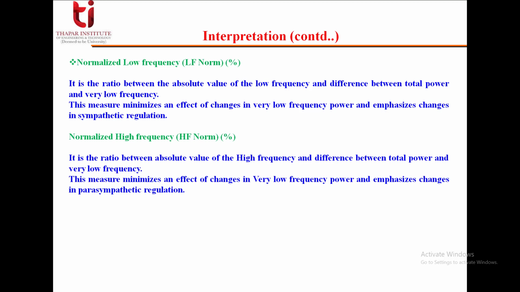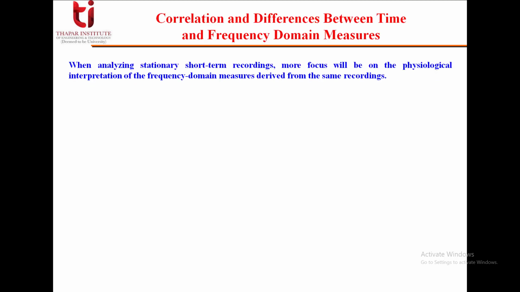Then we have normalized high frequency. It is the ratio between the absolute value of the high frequency and the difference between total power and very low frequency. This measure minimizes the effect of changes in very low frequency power and emphasizes changes in parasympathetic regulation.